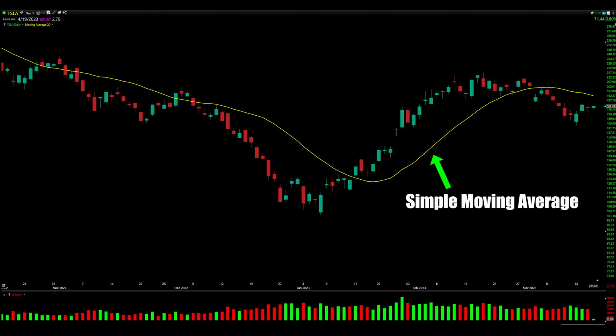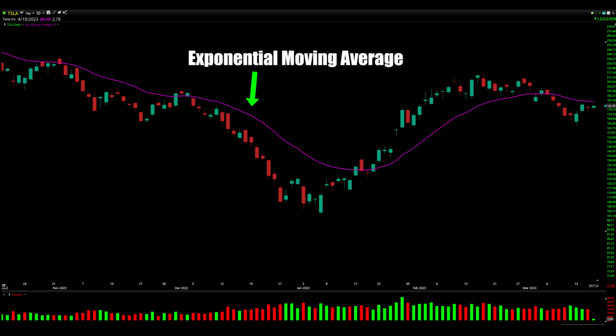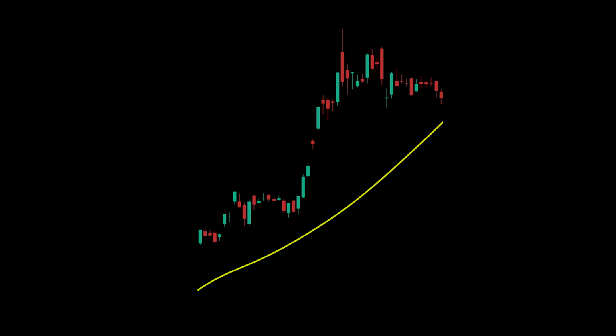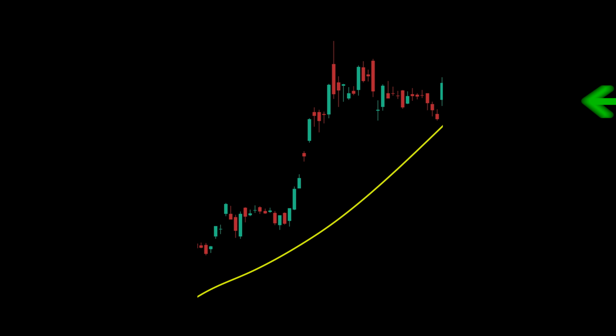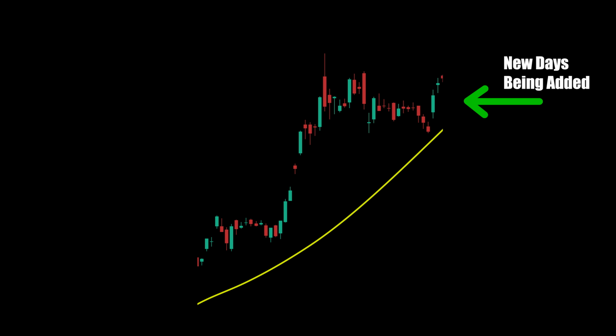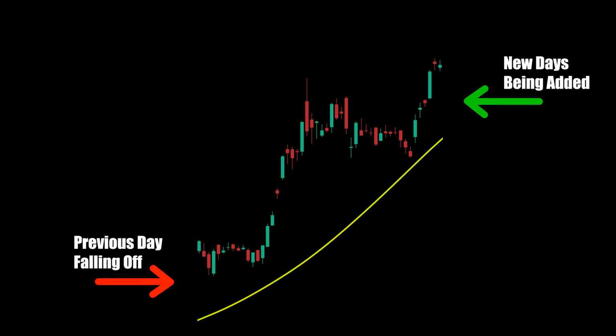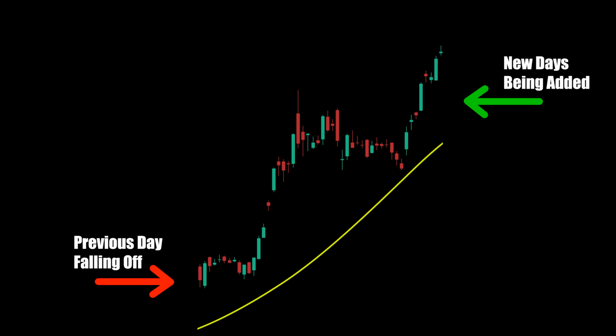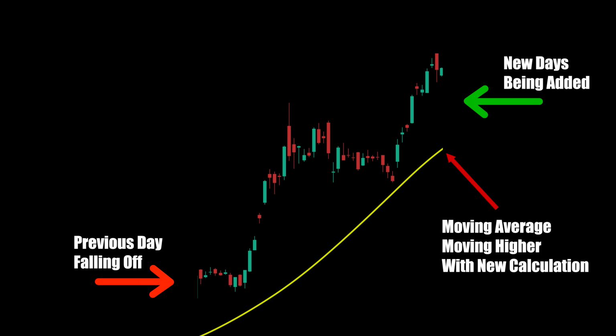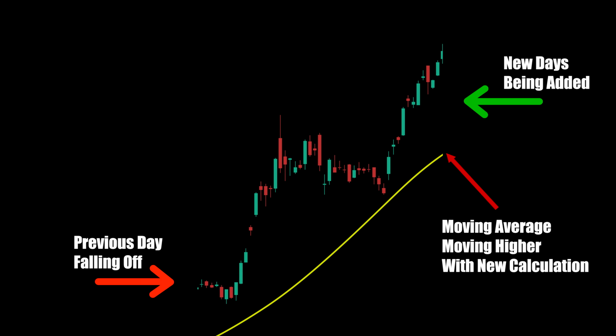There are two main forms of moving averages that technical traders use on their charts. That's the simple moving average and the exponential moving average. The simple moving average is calculated by adding up the closing price of the amount of days selected and then dividing that number by the amount of days selected. So if we were to use a 50-day moving average, for example, each time a new day passes, the last of the days drops off the calculation and the new day is added to the calculation and then recalculated. This is what causes the average to move and reflect the current price.